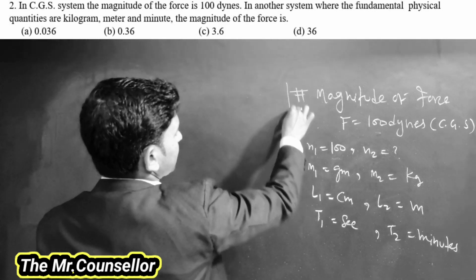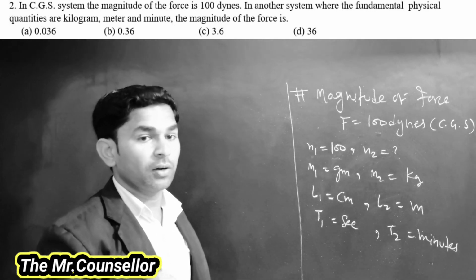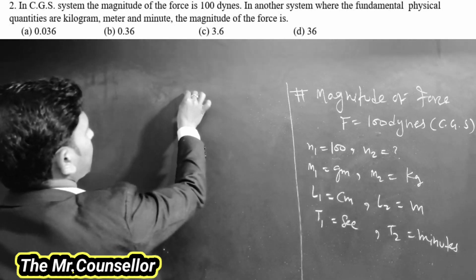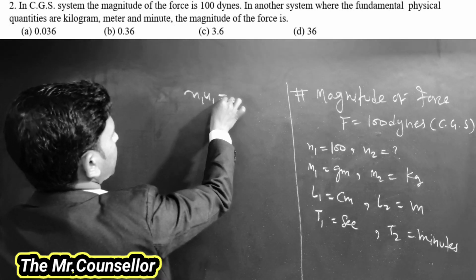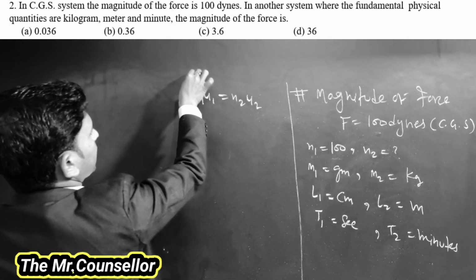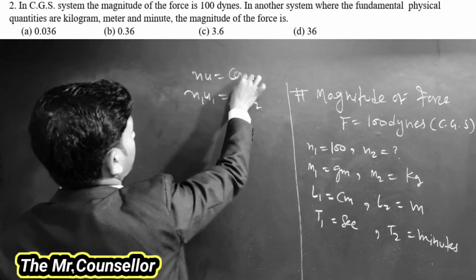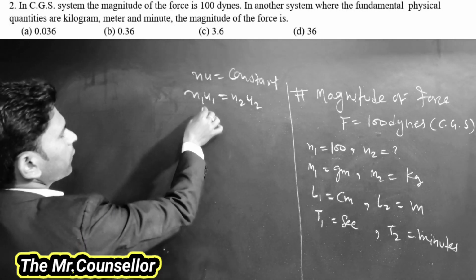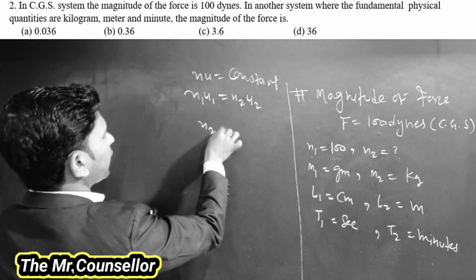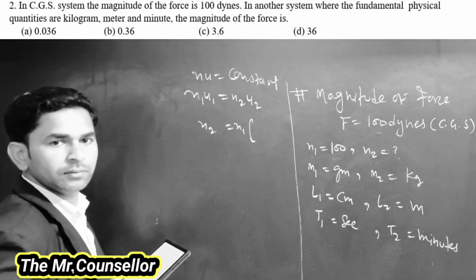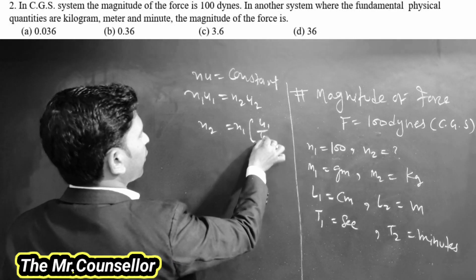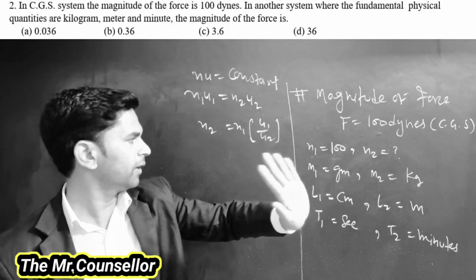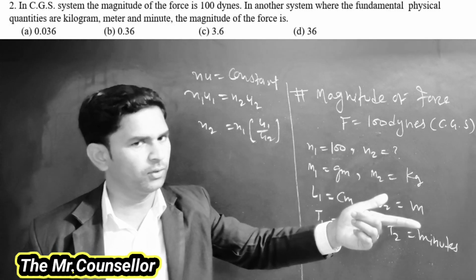Whenever you face a system of units problem like this, you convert the first system to the second system. You apply the concept n1 u1 is equal to n2 u2, or you can write nu is equal to constant. Is it okay or not? Now substituting, n2 is equal to n1 times u1 upon u2, where u1 is the first system's unit and u2 is the second system's unit.